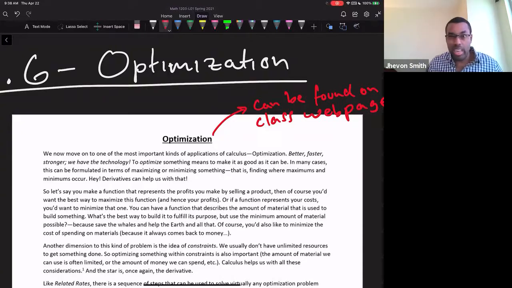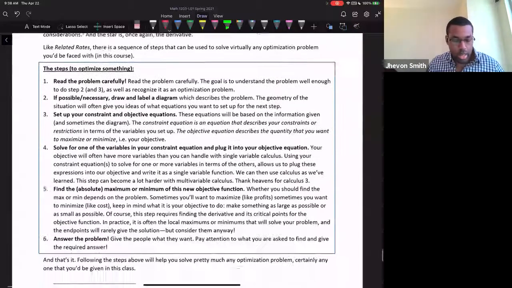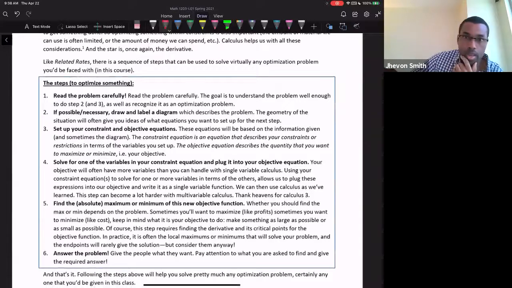Okay, so that's the basic idea behind optimization. Turns out derivatives can help us with optimization via this process. Again, it's a 6-step process. I don't know, it's coincidence. All these handouts have 6 steps in them. I didn't do that on purpose, but that's just how it worked out.